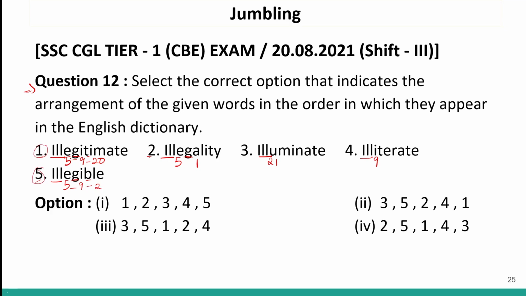So the final sequence will be, the first word will be illegality. Then after that, the next word will be illegible. After that, the next word will be illegitimate.